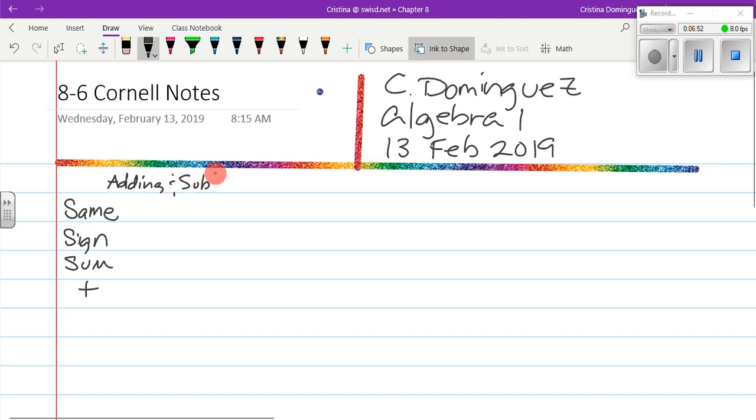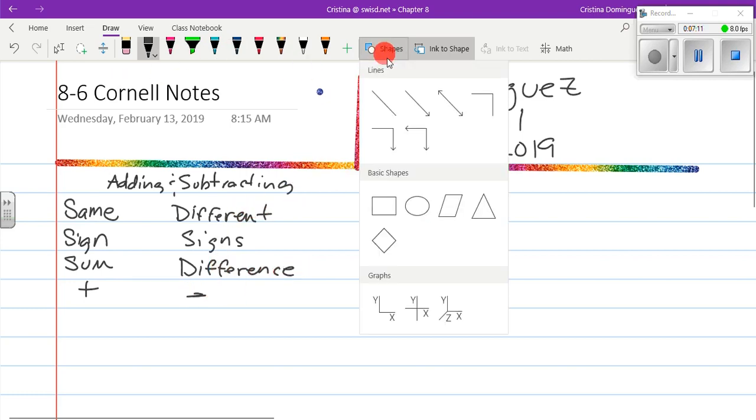When I have different signs, we want the difference. So different signs, difference. Difference is just a fancy way of saying what? Subtract. Very good. Okay, so just kind of keep that in mind. We'll do the little box for you.